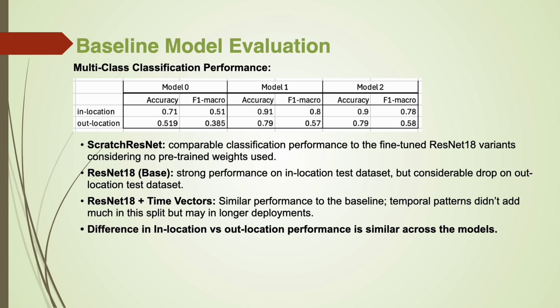Our ResNet 18 baseline achieved the highest in-location accuracy at 91% and an F1 macro of 0.8. When we added time vectors to the model, performance stayed almost identical, showing that temporal features didn't provide a meaningful benefit in this initial setup. Notably, though, our Model 0, which was designed and trained entirely from scratch, achieved a very reasonable and highly encouraging result with an in-location accuracy of 71%. All three models suffered similar drops in accuracy and F1 scores when tested out of location.